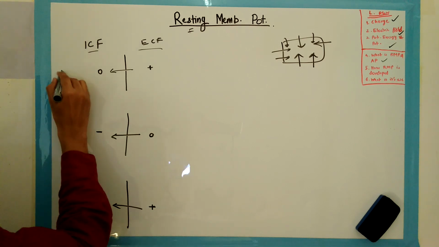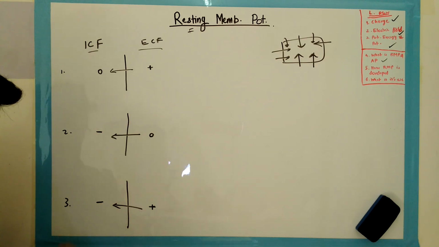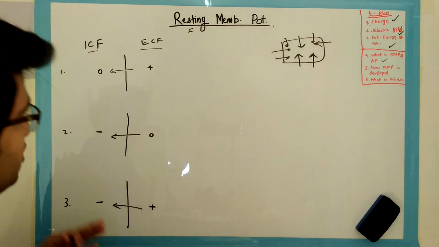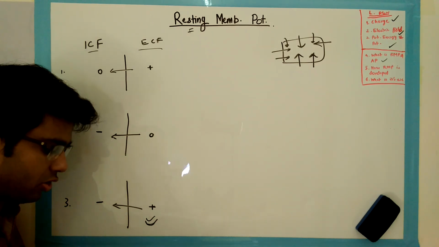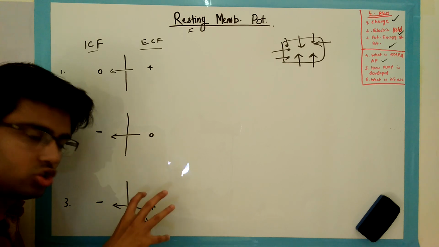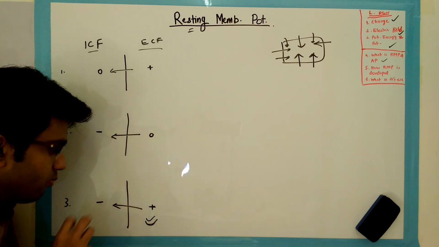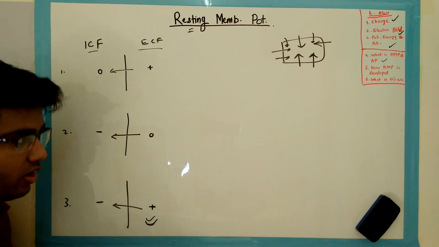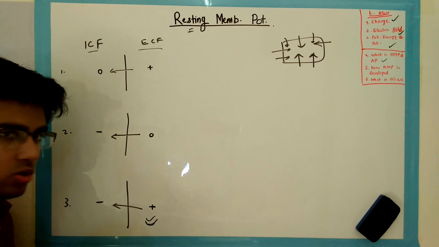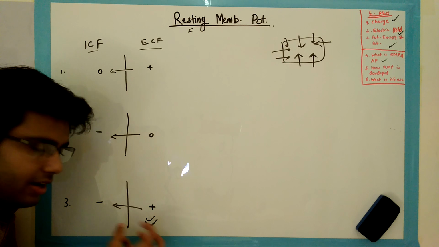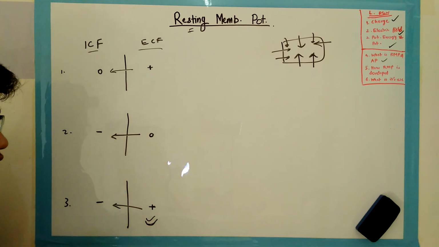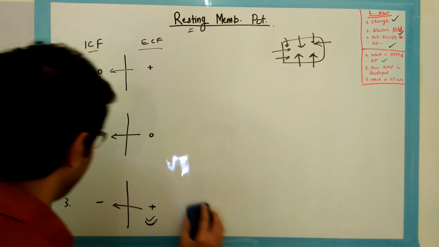So the question is, out of these three ways, which method does the cell use? The answer is, the cell uses this method, accumulating more positive charge or ions outside and more negative ions inside, right? Now the question is, how does it do so, and what does it mean when we say more positive charge outside and negative charge inside? Now we have to answer that.